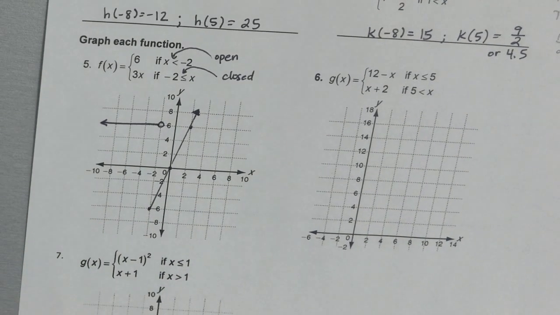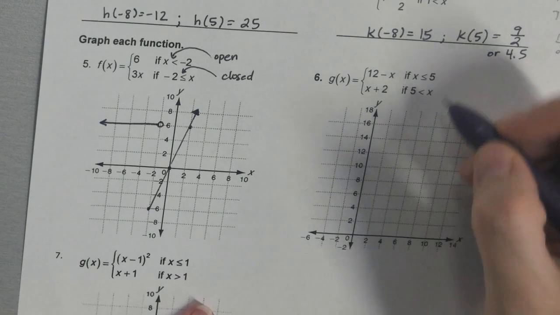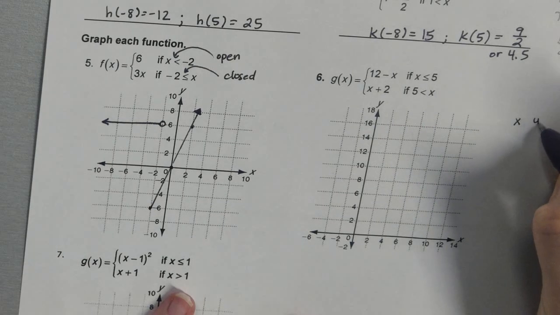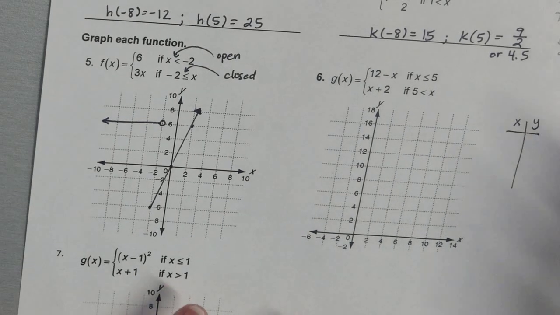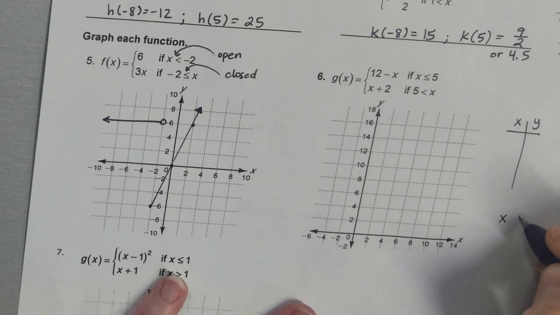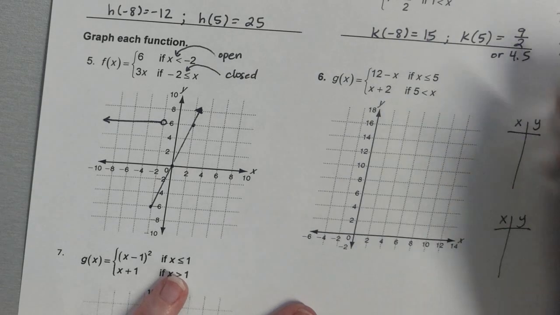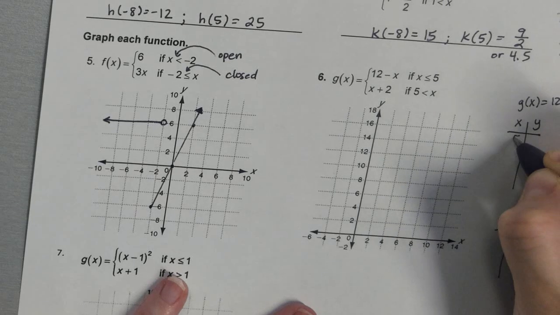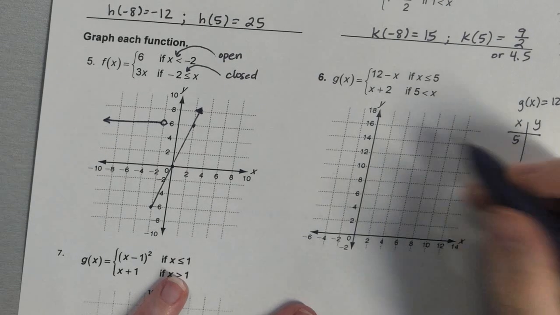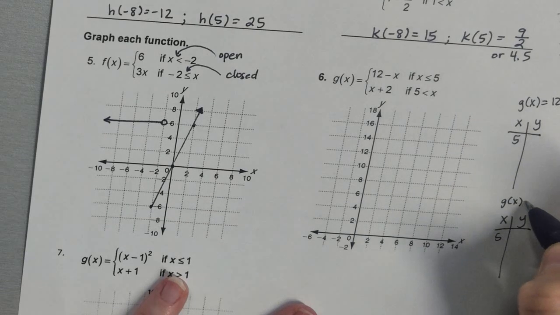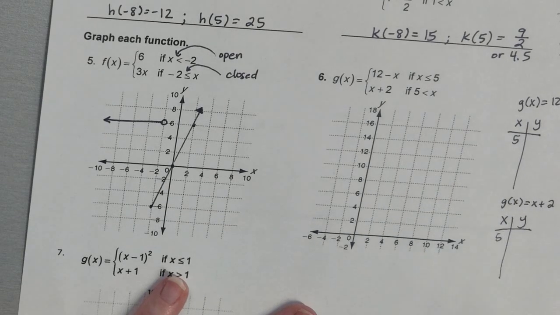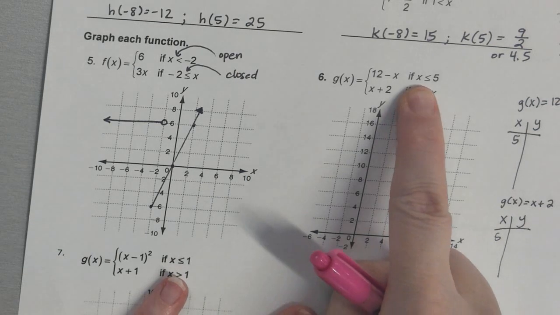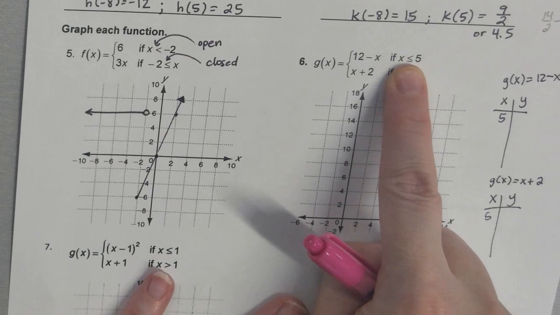All right? And then for number 6, again, look at your key value. So my key value is 5. So I have to put 5 in both of my charts. I'll do them like this. So the first chart is for g of x equals 12 minus x. 5 has to go here, 5 has to go here. The second one is going to be for g of x equals x plus 2. Okay, and then we're just going to plug those in and use the inequality. What are numbers that are less than or equal to 5?